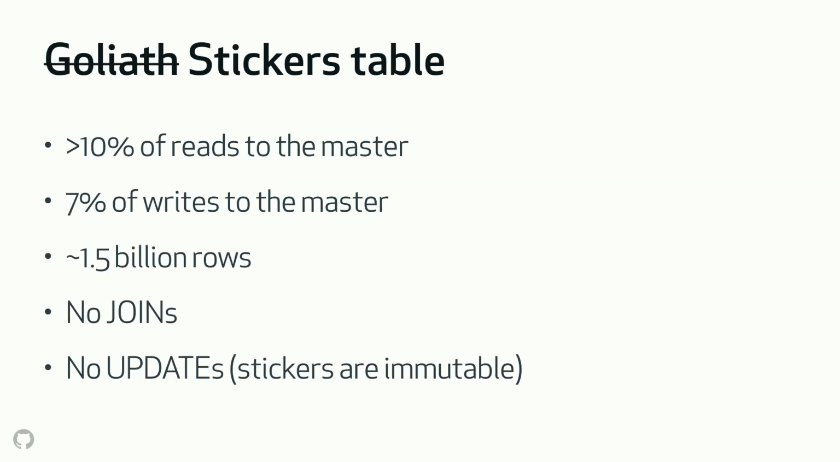So knowing that, we set our sights on the stickers table. The stickers table accounted for over 10% of reads to the master. It was about 7% of writes. At the time, it was about 1.5 billion rows. But there were no joins, and there were no updates. So that made it really appealing for us to move.